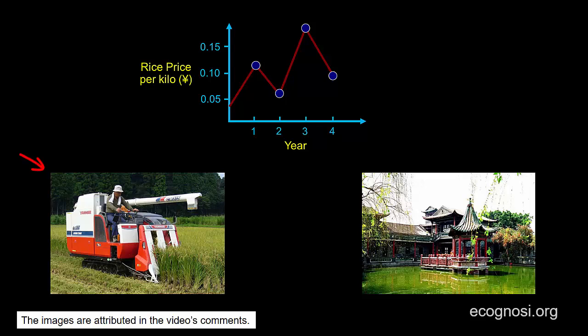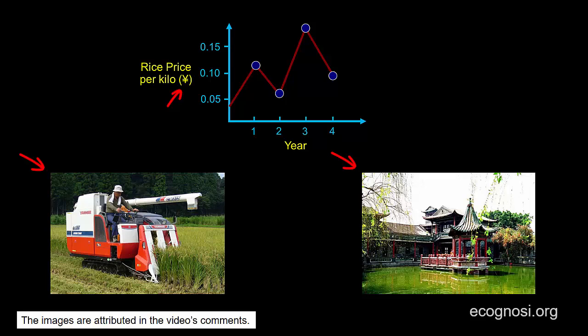This is my friend Tao, who is a rice farmer in China, and this beautiful place is Zhang's restaurant that makes delicious rice meals. Tao sells rice to Zhang's restaurant. On top you can see the price of rice per kilo in Chinese yuan. This is the sign for the yuan.